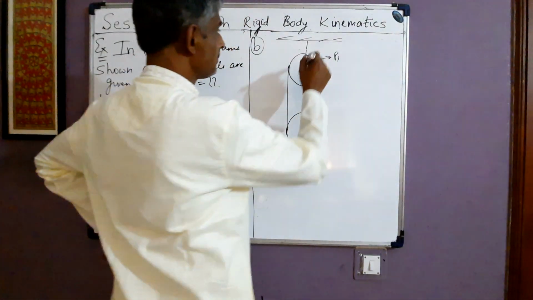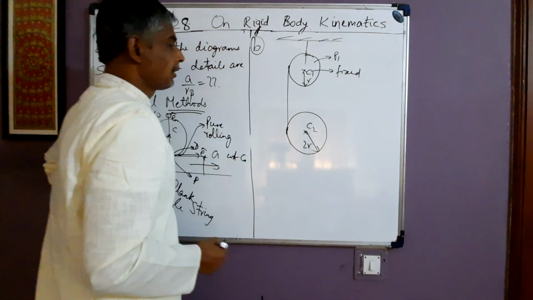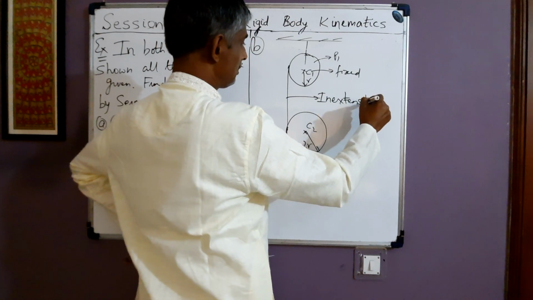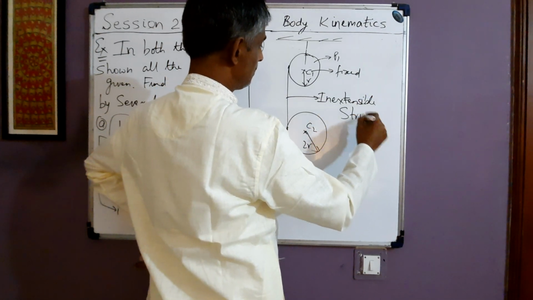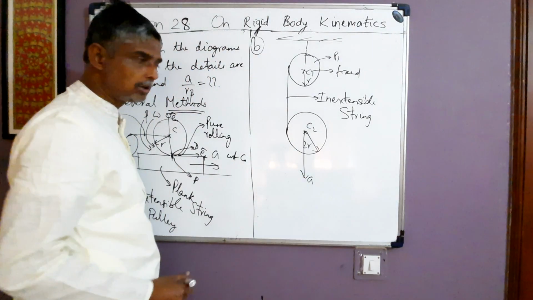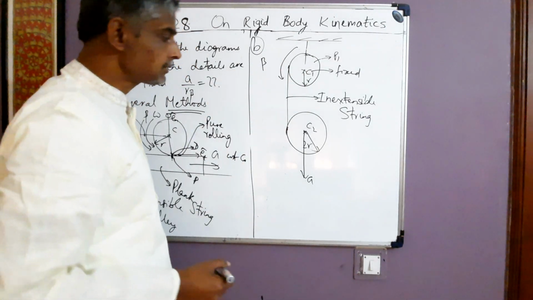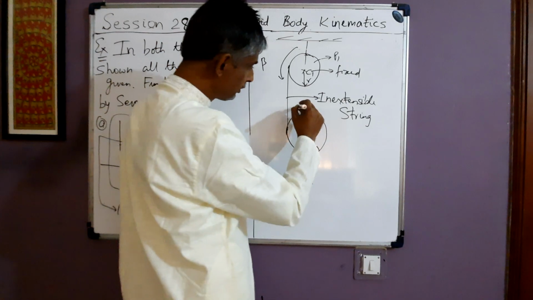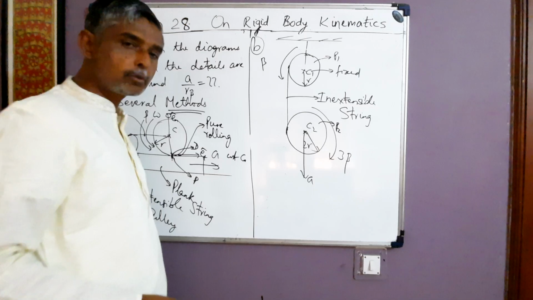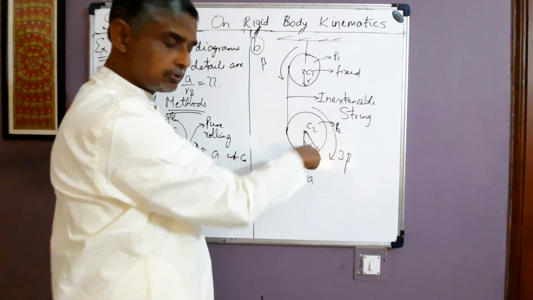This center C1 of pulley P1 is fixed. This is an inextensible string. Center C2 moves downward at constant acceleration a with respect to ground. Angular acceleration of the upper pulley is beta with respect to ground in anti-clockwise sense, and angular acceleration of this lower pulley P2 is given to be 3 beta with respect to ground in clockwise sense. These are all given. All these quantities are with respect to ground.